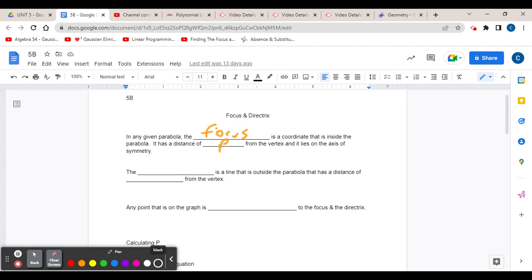Okay, so if we have a parabola, it's going to be graphed on a coordinate plane. Okay, so a parabola looks like this. The focus is a point that lies inside of it. That point is our focus right there. Now the distance from the focus to the vertex, this distance right there, is p. It's the distance between the focus and the vertex.